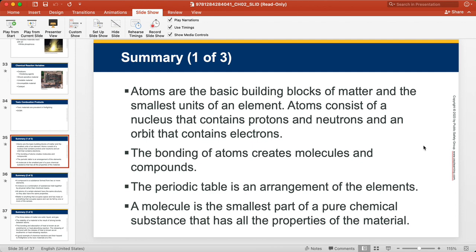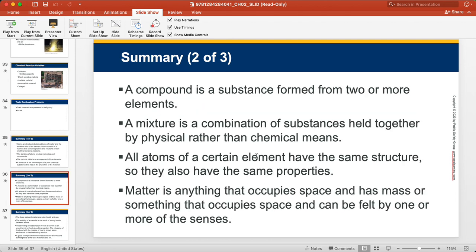And a molecule is the smallest part of a pure chemical substance that has all the properties of that one material. So a compound is a substance formed by two or more different elements.